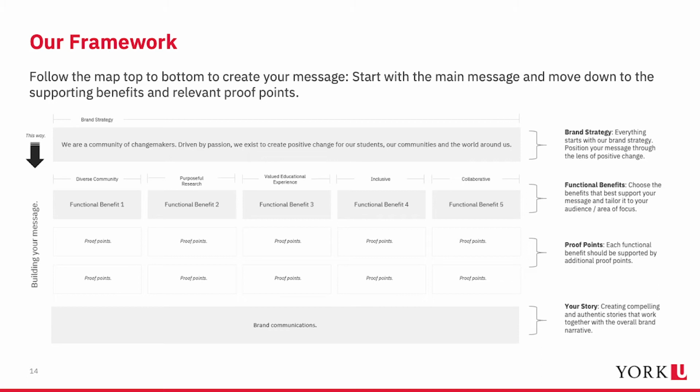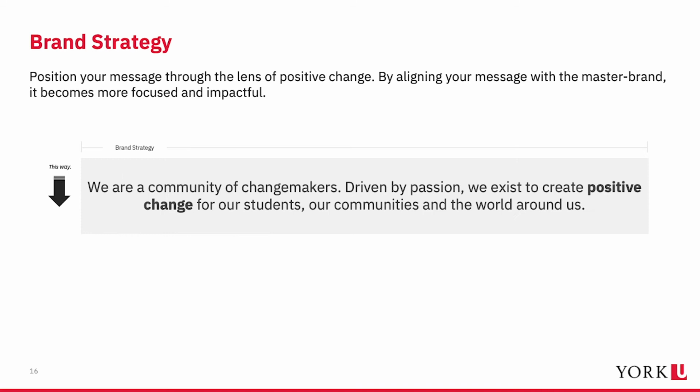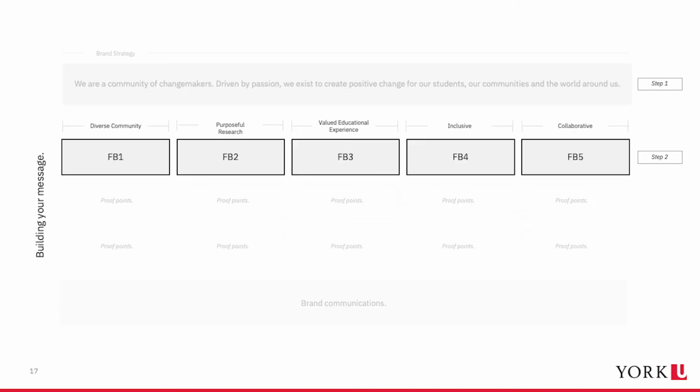To add another layer to each piece of communications, there's an opportunity to take the functional benefits and add the relevant proof points to bring that message to life. Step 1, starting with the brand strategy is the first step to building any message. Position your message through the lens of positive change. By aligning your message with the master brand, it becomes more focused and impactful.